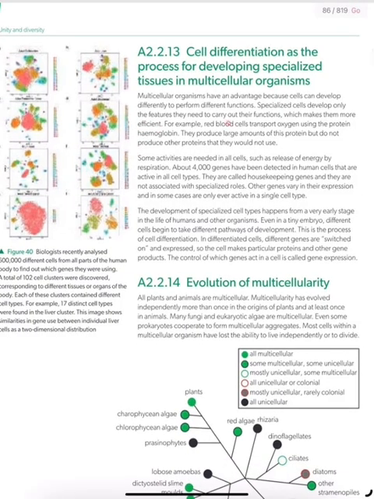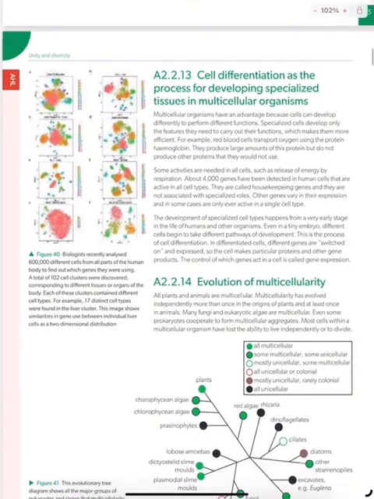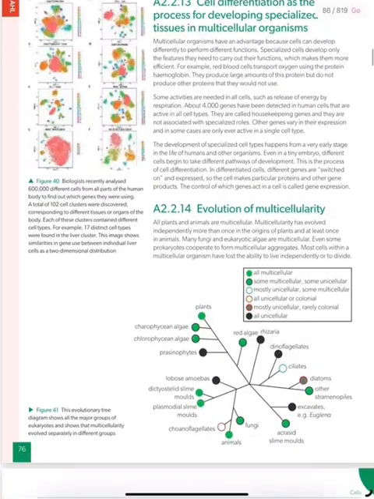So for example, we can say red blood cells transport oxygen using the protein hemoglobin, and they produce large amounts of this protein but do not produce other proteins that they would not use, which makes them more efficient. And this development of specialized cell types begins from a very early stage in the life of humans.